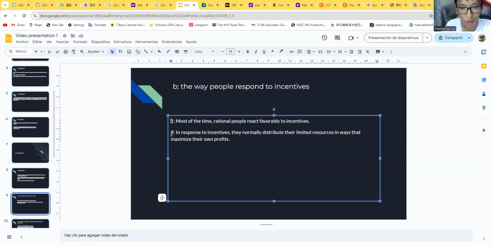In responding to incentives, most rational people distribute their limited resources in ways that maximize their own profits.